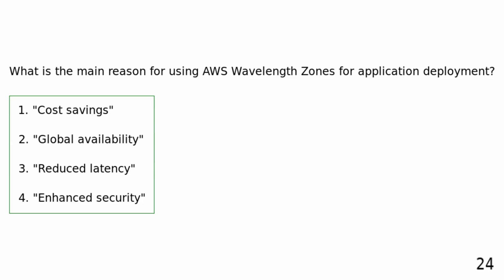What is the main reason for using AWS Wavelength zones for application deployment? Cost savings. Global availability. Reduced latency. Enhanced security.